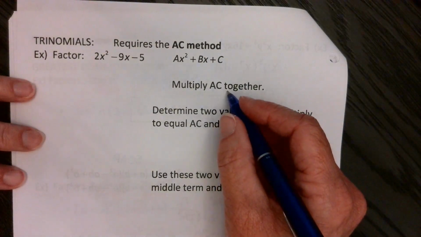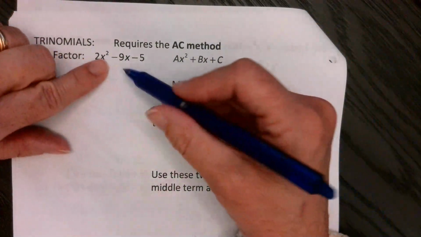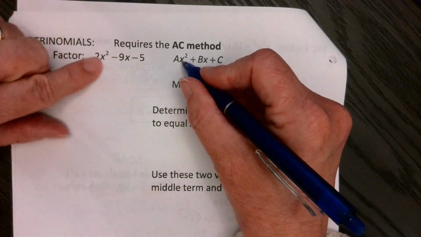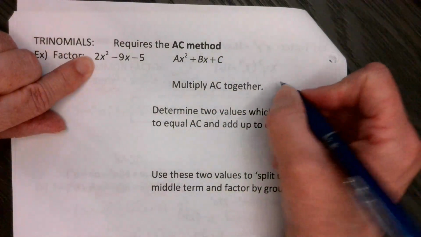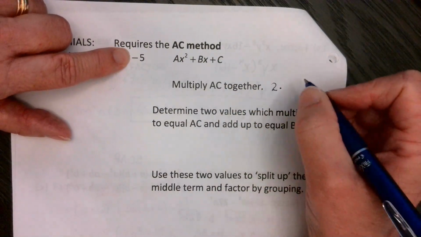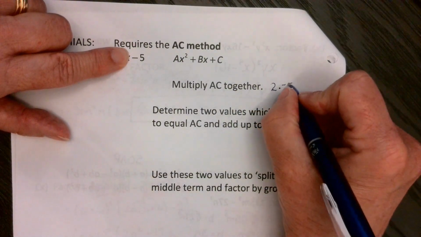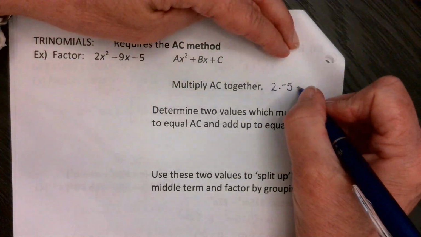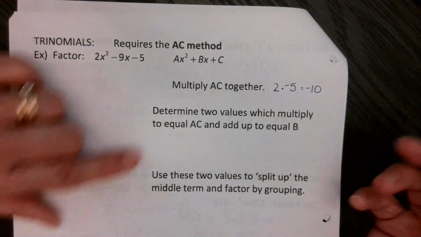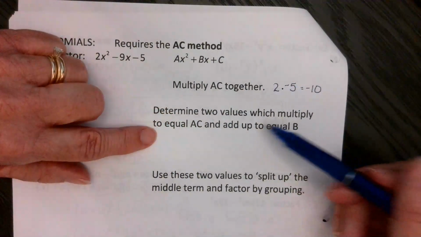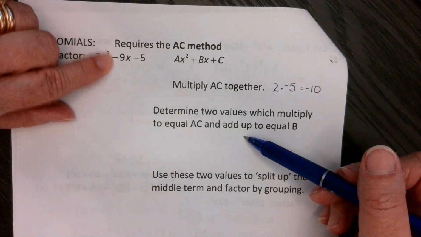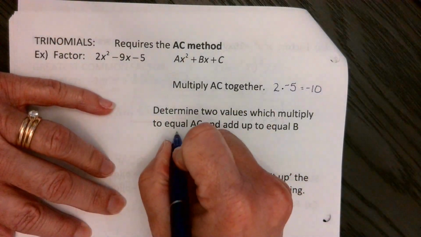Okay, so we're going to multiply a and c. So this is in the form of ax squared plus bx plus c. So my a is what's in front of my x squared, which is 2. So we're going to say 2 times my c, which is my constant, which is negative 5. And I get negative 10. Okay? So we want to determine two values which multiply to give us negative 10, but add to give us negative 9. So I do a little chart.